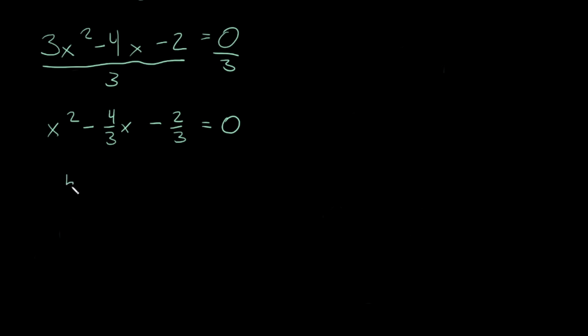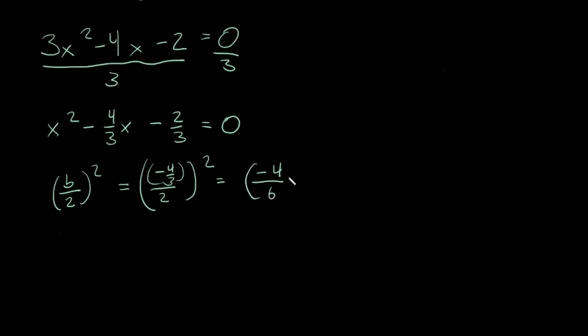So it's the same case, though, where our c term will be equal to b over 2 squared. So this is just simply equal to negative 4 over 3 over 2 squared. Now this isn't too bad, so this will simplify to negative 4 over 6 squared, which we can further simplify into 2 over 3 squared, which becomes 4 over 9.